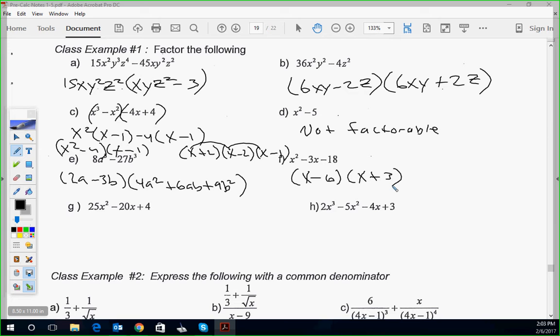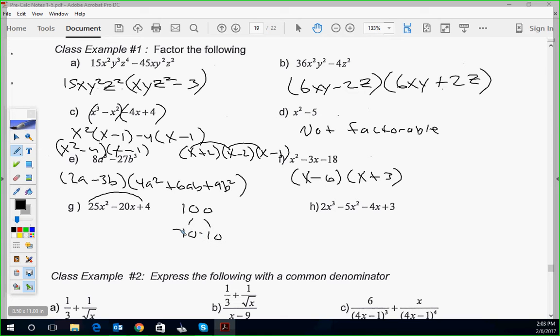All right. Okay, G is the one we don't like to do too much, the decomp. Okay, we can't pull anything out. 5, 20, and 4 have nothing in common. 25 times 4 is 100. Factors of 100 that are 20 apart. That'd be 10 and 10, yeah, the easy ones there. So negative 10, negative 10.